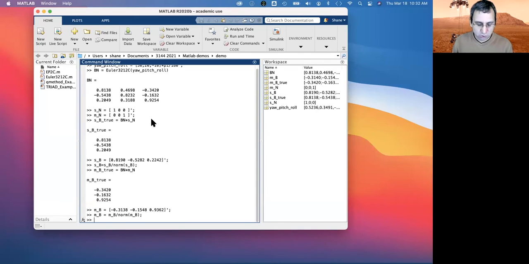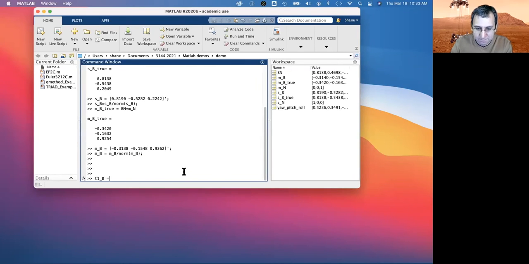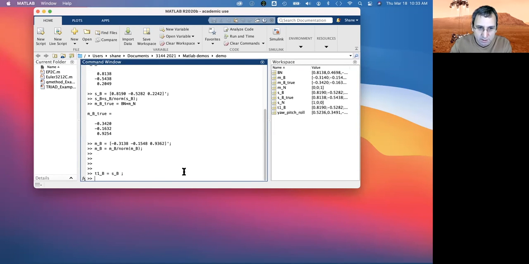Now, what's the triad method? The triad method is we construct T1, T2, T3, the T frame unit vectors in both the B frame and the N frame. We're going to use the sun as our first vector because we're assuming that's the more accurate one. So T1B is SB, good enough.